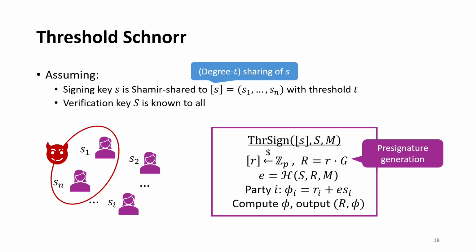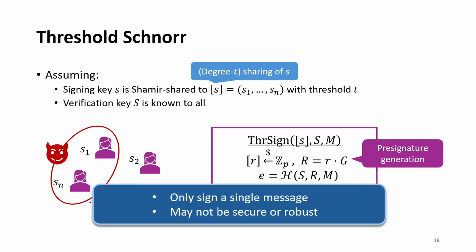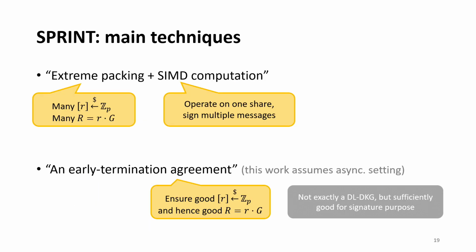So this is a high-level picture of how Schnorr signatures work in the threshold setting. But this strawman only signs a single message, M. Also, depending on the pre-signature, it may not be secure or robust, which are the properties we want. So in this work, we introduce a set of techniques that achieves our ultimate goal.